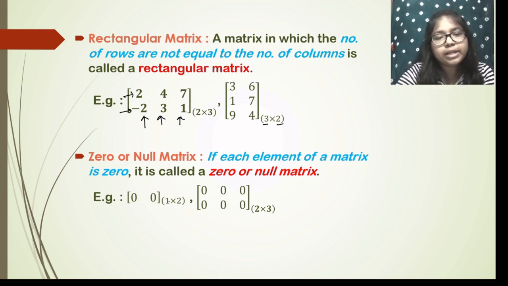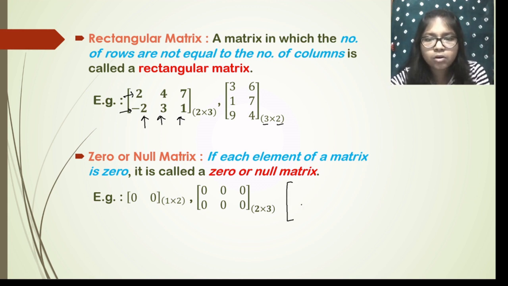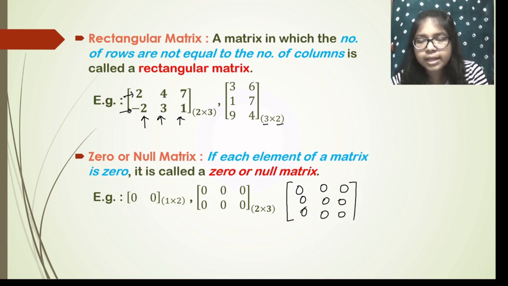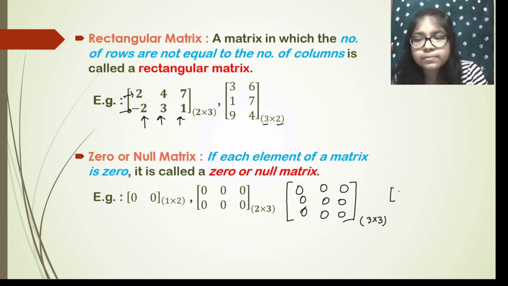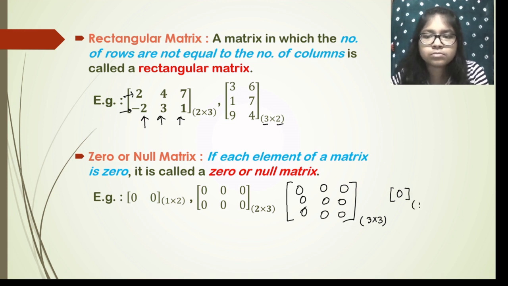So here it is 1 by 2 matrix and it is 2 by 3 matrix. This can also be a null matrix, and this is of the order 3 by 3. Null matrix of order 1 is 0. Only 1 0. Moving to the next slide.